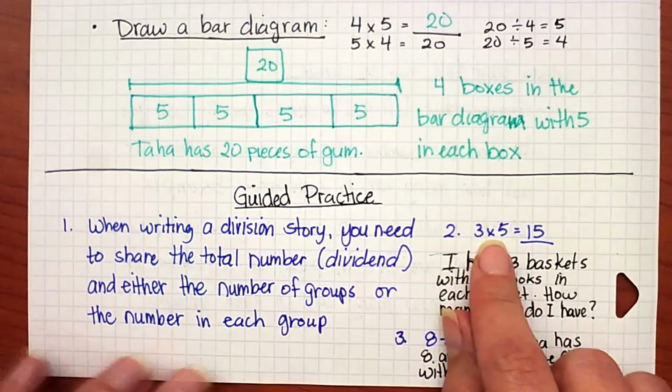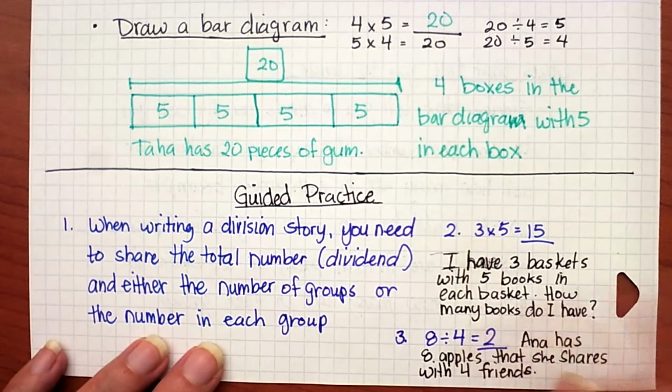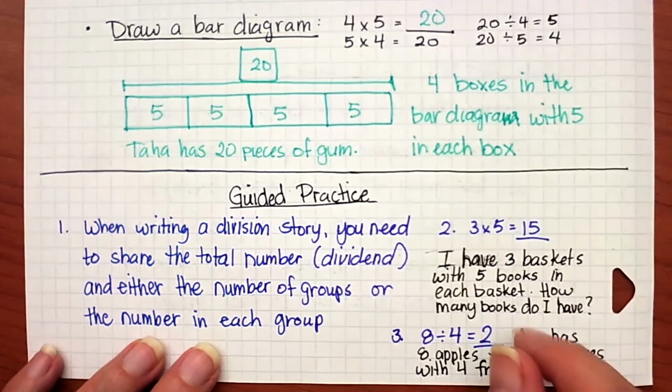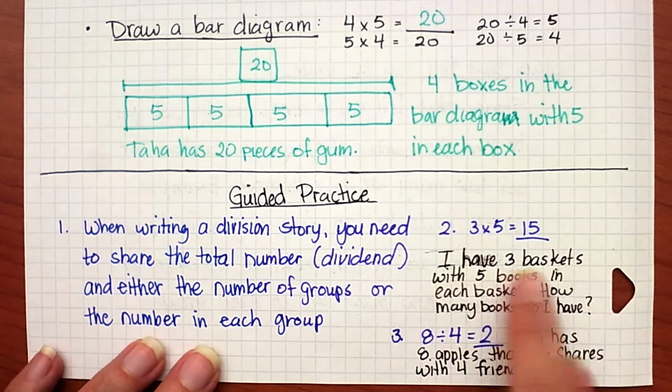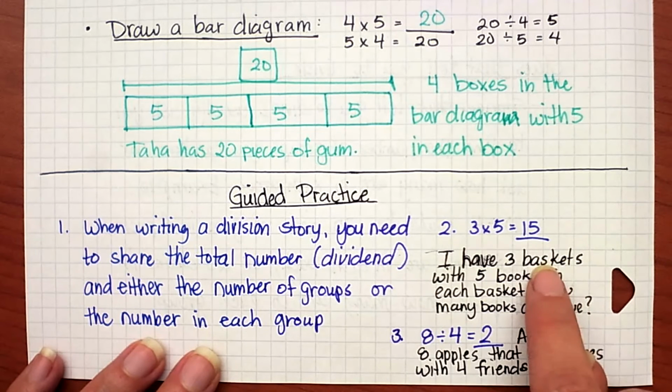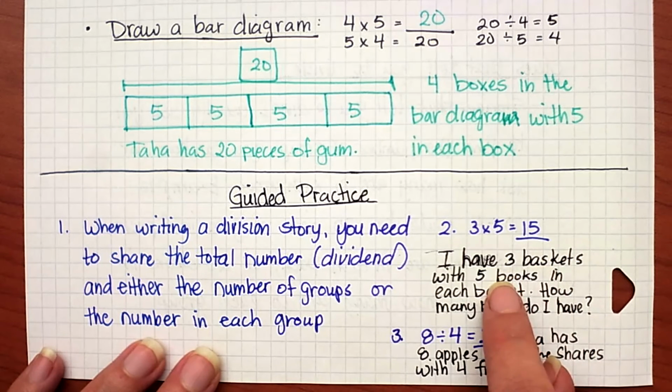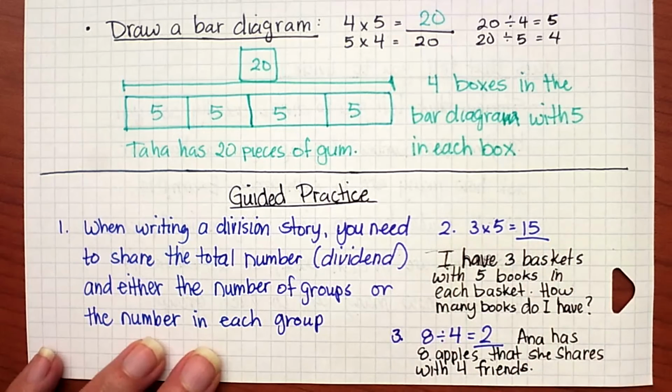Now, they gave us 2 equations for number 2 and 3, and they asked you to write a story problem for it. So 3 times 5 is equal to 15. I can say I have 3 baskets with 5 books in each basket. How many books do I have? So 3 baskets, that's 3 groups with 5 in each group. 3 times 5 is 15.